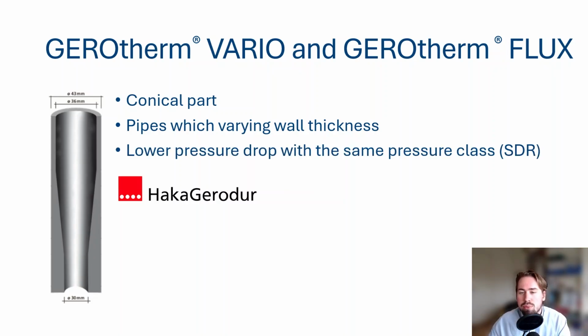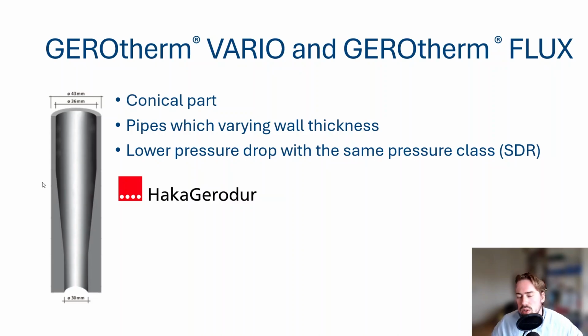So in the end, we have a pipe which can withstand the same pressure class, so it has the same SDR and PN rating, but it has an average lower pressure drop due to the fact that our wall thickness is on average a little bit lower, meaning that our flow rate is a little bit lower, we have a lower friction factor and hence also a lower pressure drop.